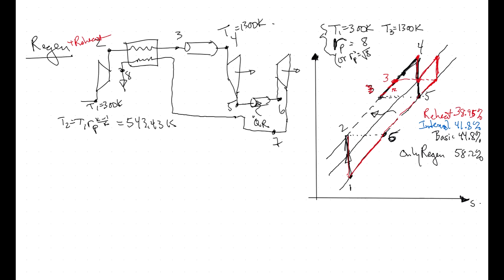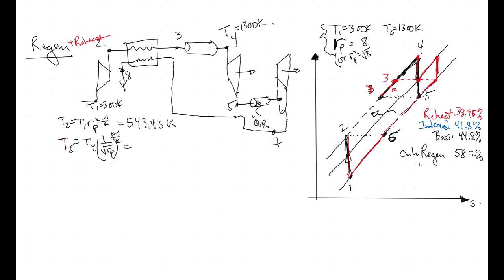So, going back to black, T5 is going to be T4 times 1 over the square root of Rp, because now I have 2 turbines. This is the square root of 8 to the K minus 1 over K. It's going to be equal to, and I'm getting confused in my notes now, but I think it's 900 something. Actually, it's going to be the same.